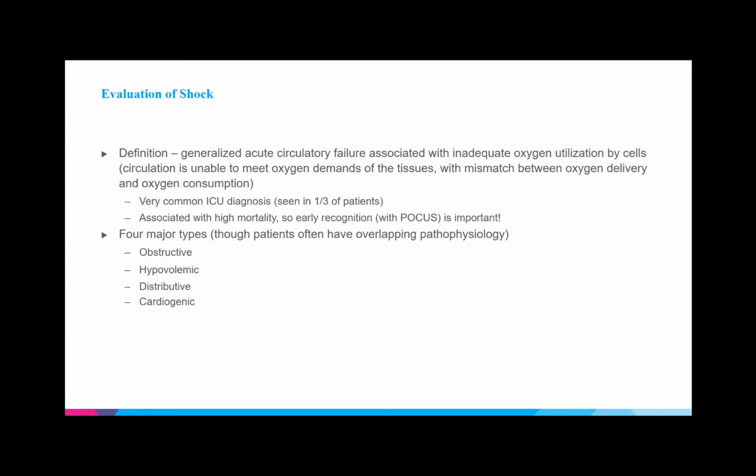And why do we care? Well, it's associated with a very high mortality, and it's very important that we recognize these patients early, and point of care ultrasound helps us do that. In terms of shock, there are really 4 major types that you should be differentiating between. Keep in mind that patients often have undifferentiated shock, where they have 2 different types of shock going on. So it's not end all be all, but for the sake of the talk, we divided it into obstructive, hypovolemic, distributive, and cardiogenic. And I'm going to go through examples of each using ultrasound.